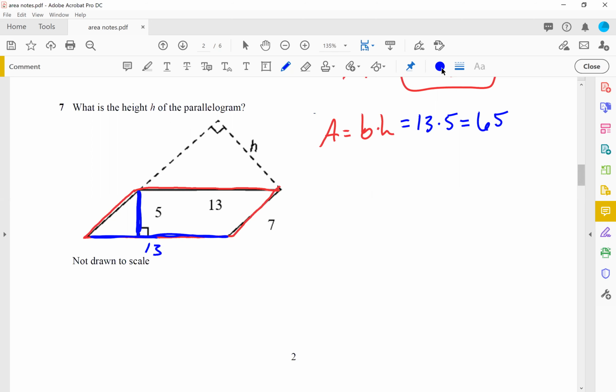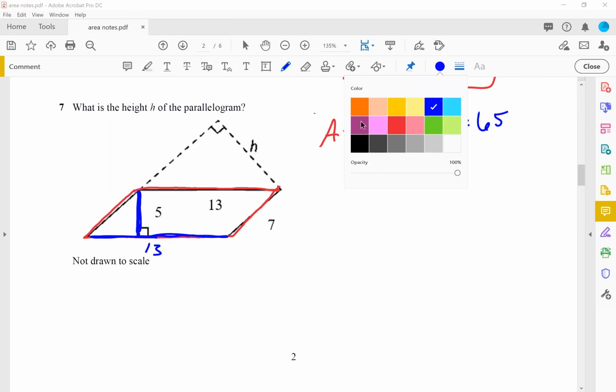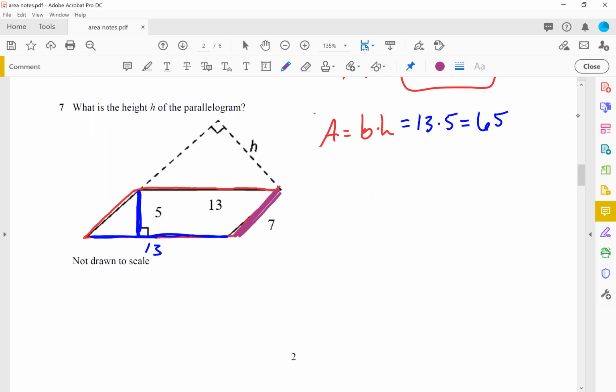Now what they want us to do is use the 7. So that's our base. And now to find the height, we have to have this thing here that's at a right angle to it. Remember the 7's also over here too. So see, the base and the height, they make a right angle. So we take the area, 65. We know the base is 7, but we don't know the height. So just divide by 7.